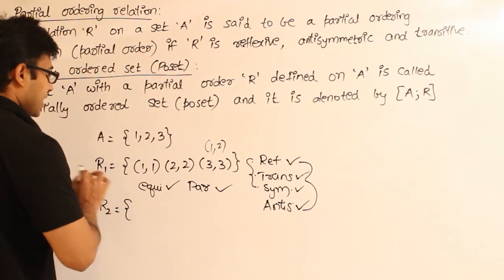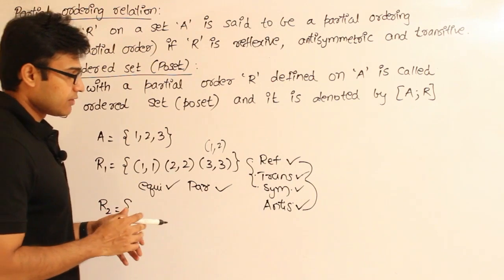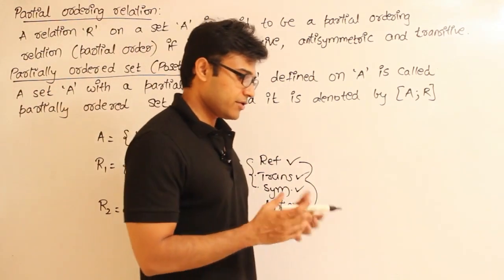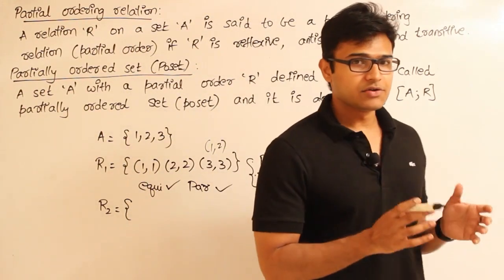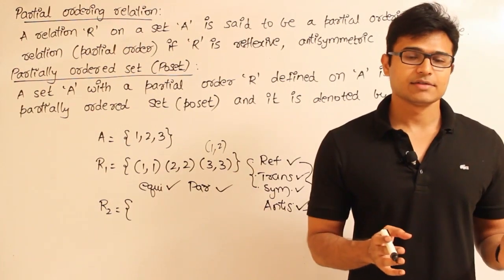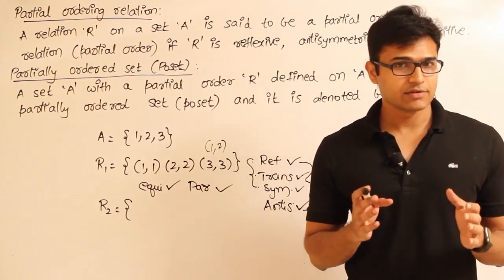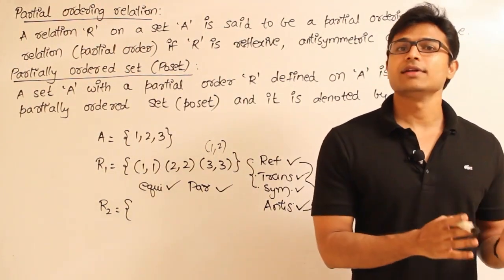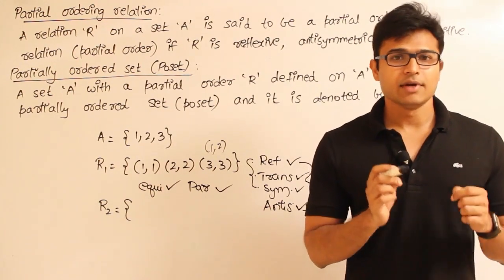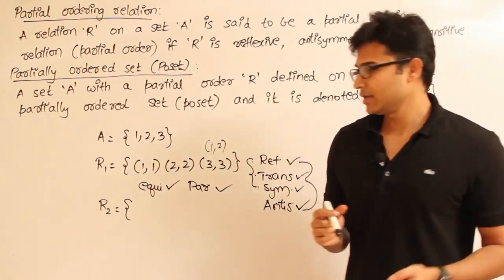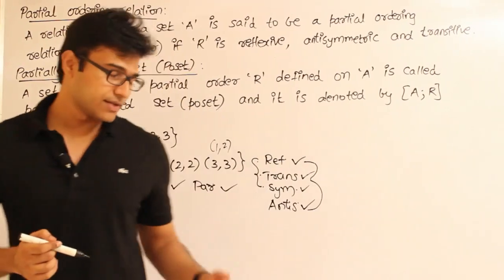For a relation to be either an equivalence relation or a partial ordering relation, the first thing is it should contain all the diagonal elements, then only we can talk about it. If it does not contain all the diagonal elements, then it fails to be reflexive and we can bluntly reject it there itself, right?